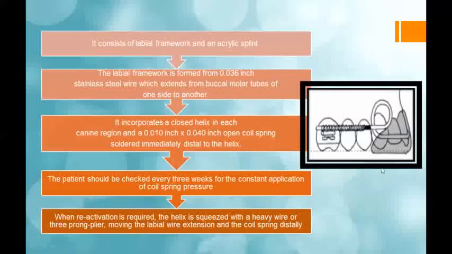It consists of the labial framework and the acrylic splint. The labial framework is formed from 0.036 inch stainless steel wire, which extends from the buccal molar tube of one side to the other side, and it also incorporates a closed helix in the canine region and the open coil spring shoulder immediately distal to the helix. The patient should be checked every 3 weeks for the constant application of the coil spring pressure, and when reactivation is required, the helix is squeezed with a heavy wire or 3-prong plier, moving the labial wire extension and the open coil spring distally.